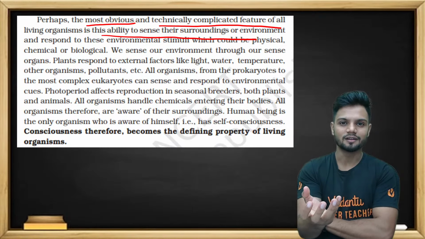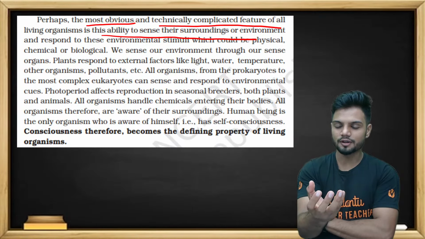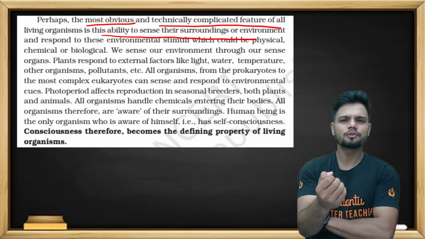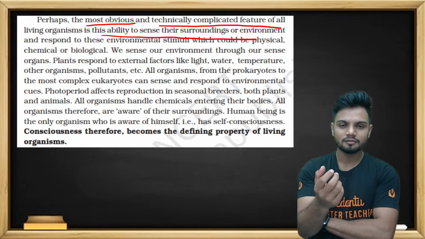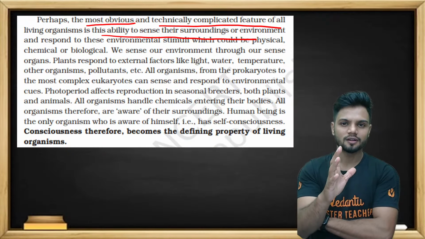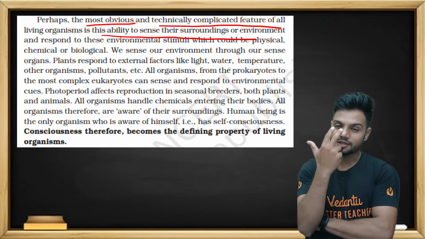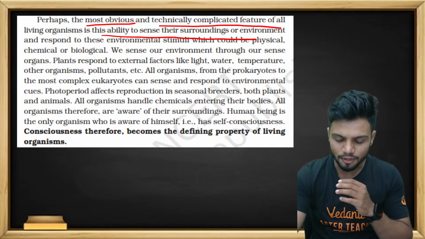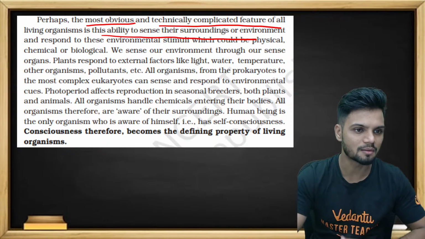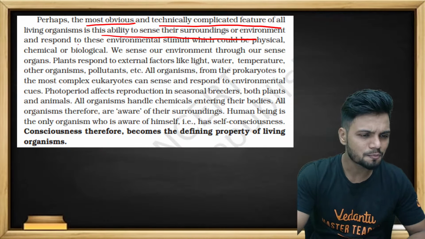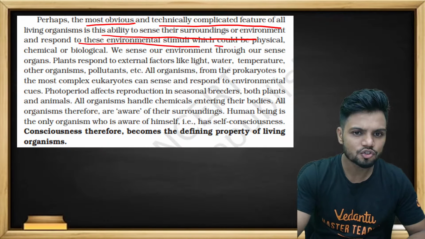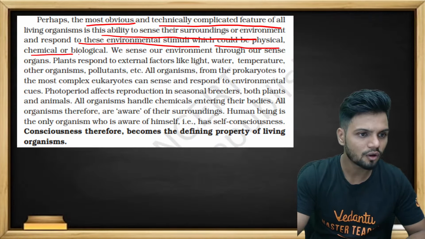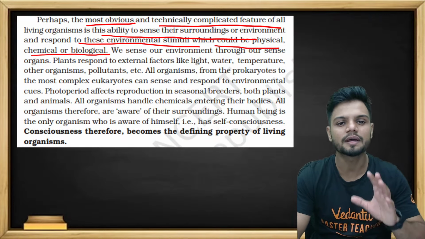For example, you are going shopping, you see a beautiful dress, a beautiful, cool hoodie, obviously your eyes will go there. You respond to a stimulus there. Now this response to stimuli can be in multiple ways. We respond to environmental stimuli, which could be physical, chemical, or biological. Any kind of stimuli can be there.